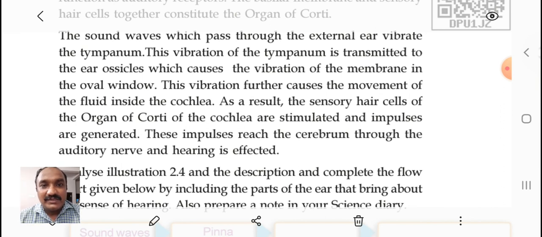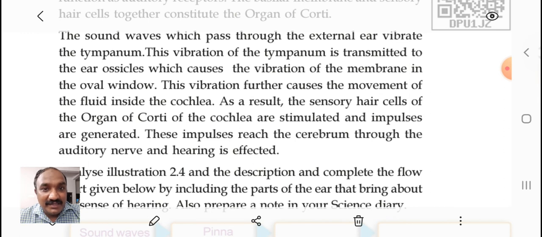Okay, point by point I am saying, you have to note it. Sensory hair cells, organ of Corti stimulated, then impulses are generated. These impulses reach the cerebrum through the auditory nerve. Next, auditory nerve, then cerebrum, then last, sense of hearing. If you are writing these, it will be clear to you, as the flow chart given at the lower part of this page is being filled.